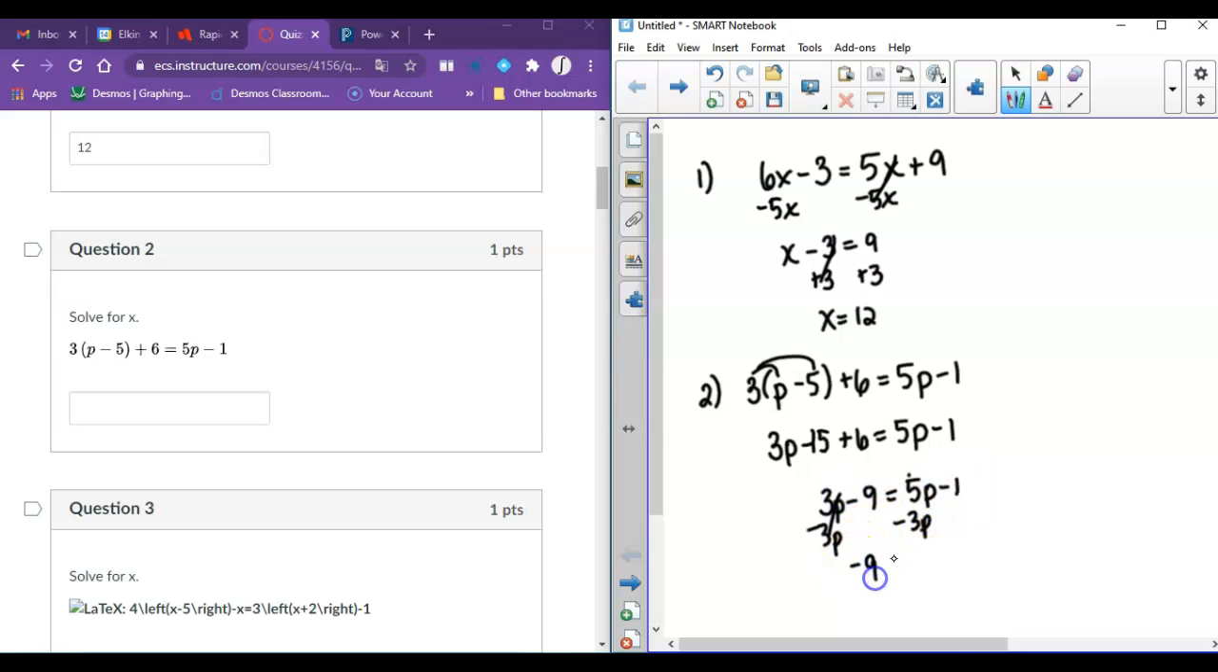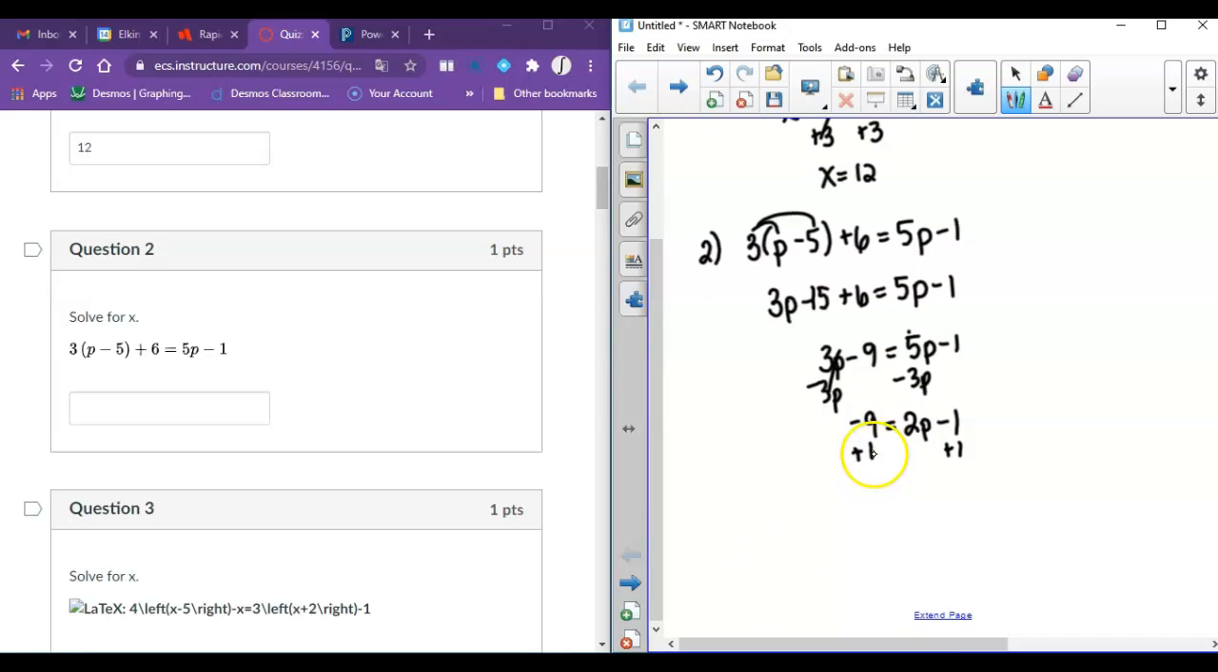So we will subtract 3p from both sides. So negative 9 equals 2p minus 1. Now we need to add 1 to both sides, and that's going to give us negative 8 equals 2p. We divide both sides by 2, so negative 4 is our p. We'll put that in as our answer here.